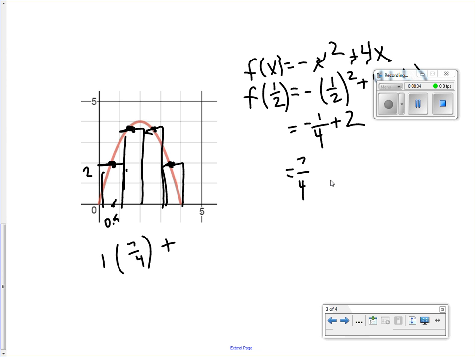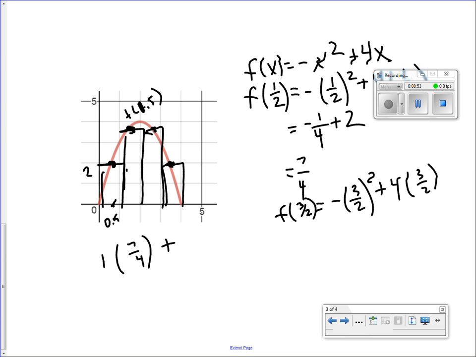Now the second rectangle has the height that is the output at 1.5. So again, I'm going to do something similar here. I'm going to do f of 1.5. I'm going to use fractions because they're easier for me to square without a calculator. And then this will be 12 divided by 2, which is 6. I'm thinking of 6 as 24/4, and 24 minus 9 is 15. So the height of that second rectangle is 15/4.